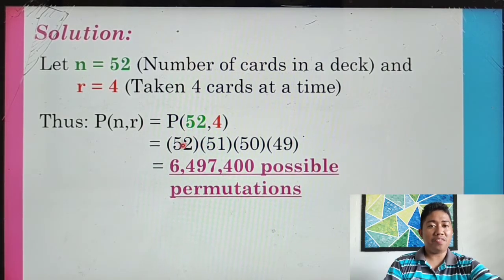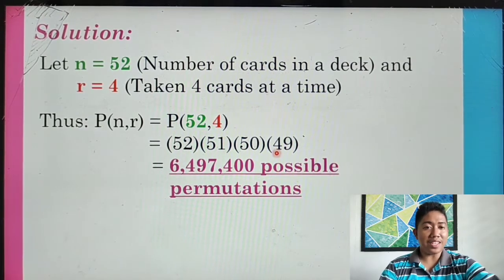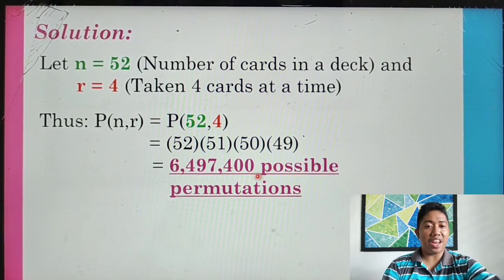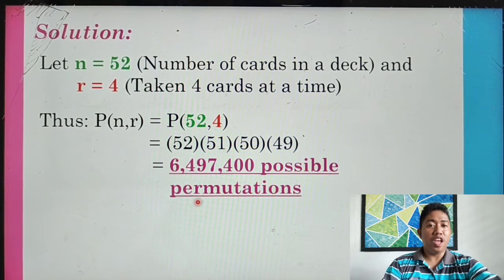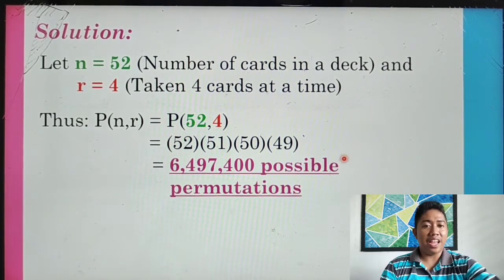And then there are 4 numbers that we put below. Starting from 52, the first number, decreased by 1, so times 51, times 50 on the third number, and of course times 49 on the last number. So we get the product of these 4 numbers, and by the use of a calculator, we get 6,497,400 possible permutations when you take 4 cards at a time among the 52 cards in a deck. So that is the final answer.